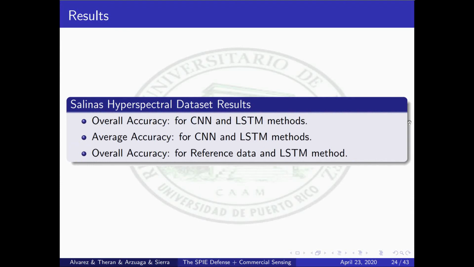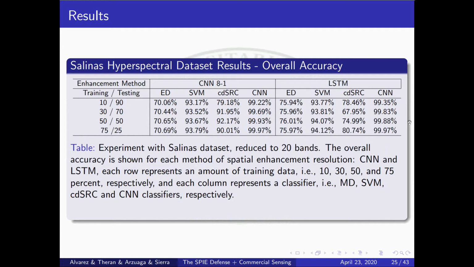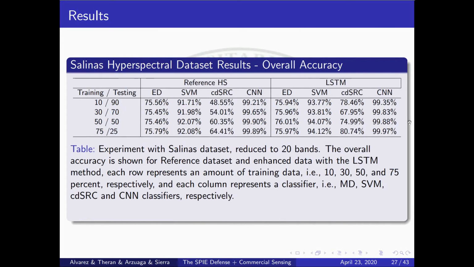Salinas hyperspectral dataset results. Comparing again the deep learning techniques to enhance the spatial resolution, as you can see, the results are higher with the long short-term memory network. This behavior is also consistent in the average accuracy, comparing the long short-term memory with the reference hyperspectral image. As you can see, again, the long short-term memory has better results than the reference image.